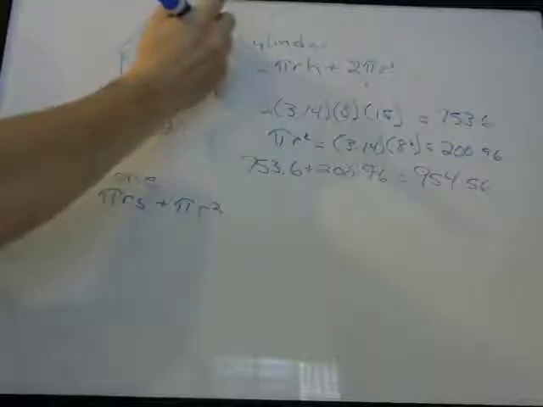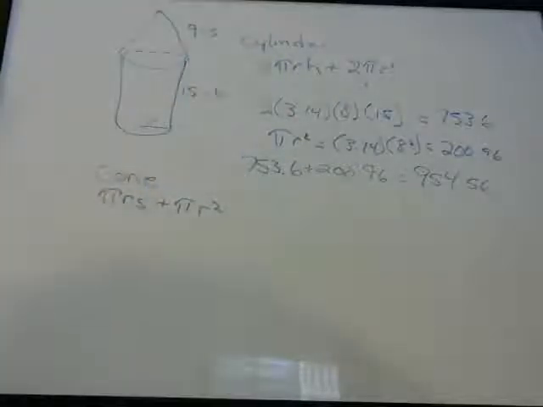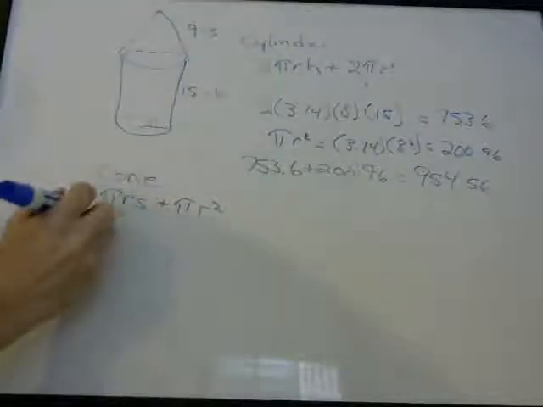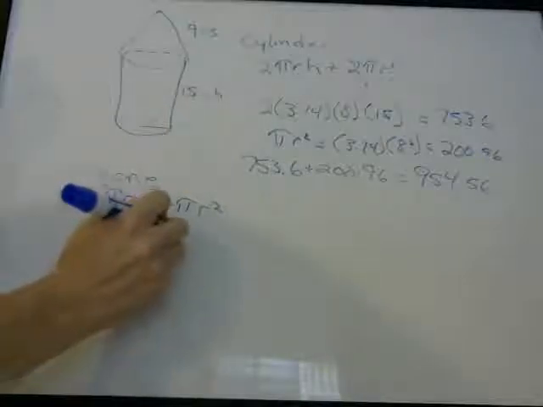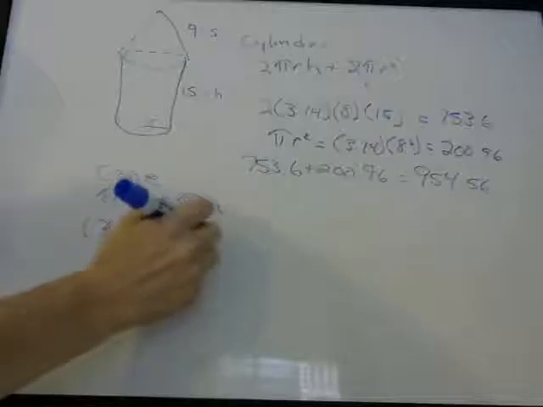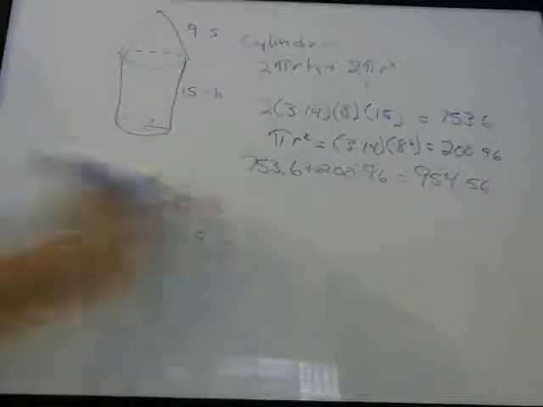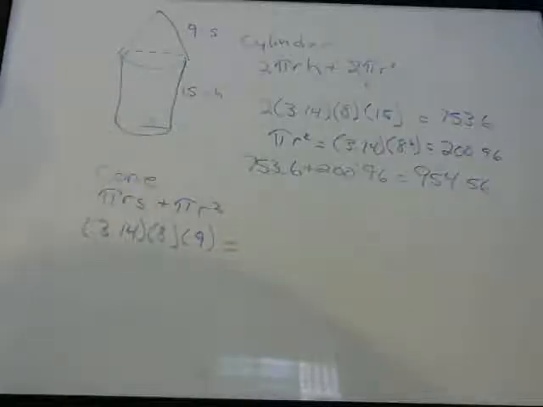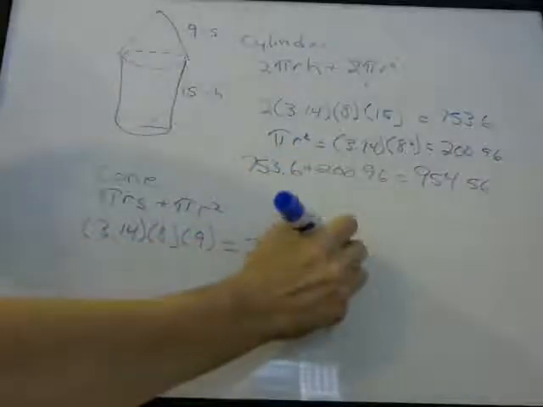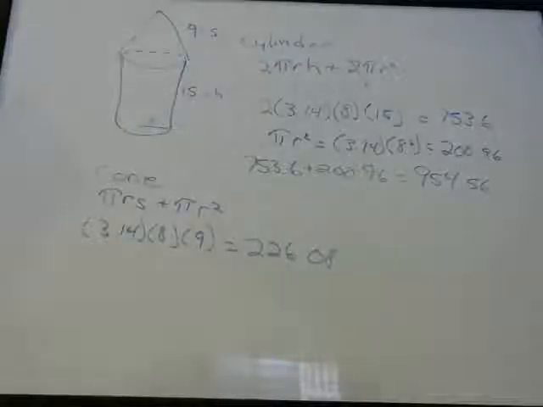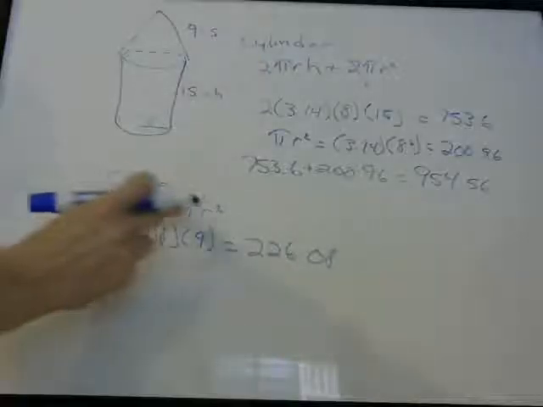Pi r s, where s means the slant height. So pi r s is 3.14 times the radius, which is 8, times the slant height, which is 9. You plug that into your calculator, and you're going to get 226.08.